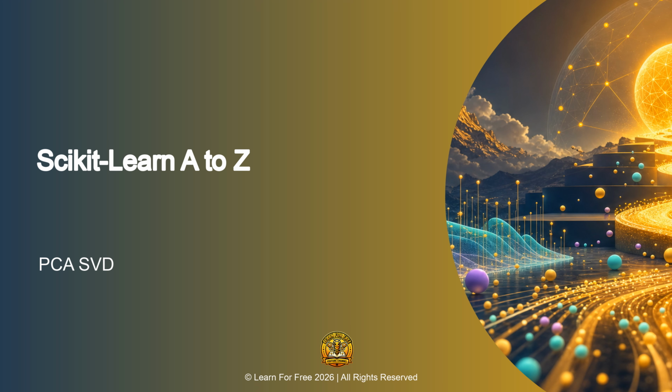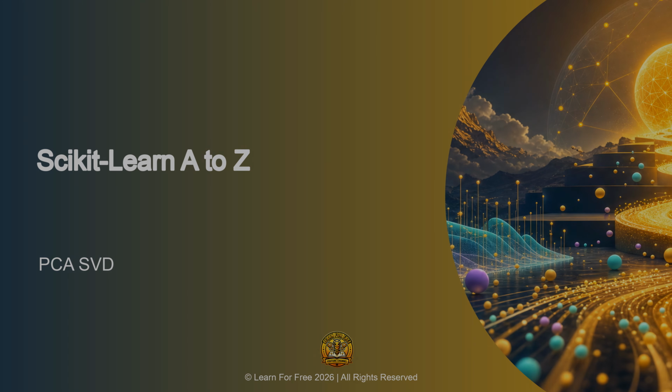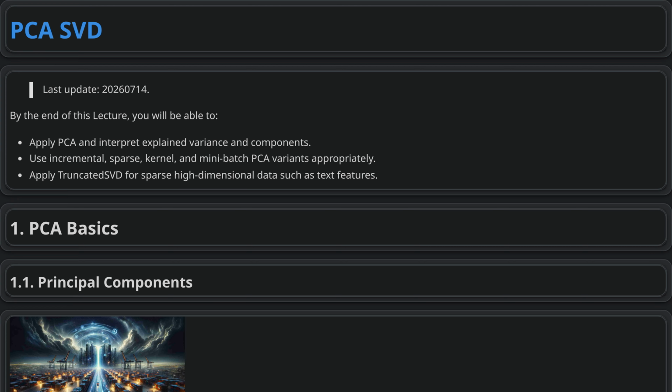Module 24, Lecture A, PCA SVD. By the end of this lecture, you will be able to apply PCA and interpret explained variance and components, use incremental, sparse, kernel, and MiniBatchPCA variants appropriately, and apply truncated SVD for sparse high-dimensional data, such as text features.